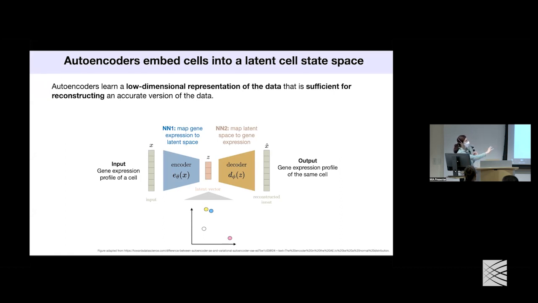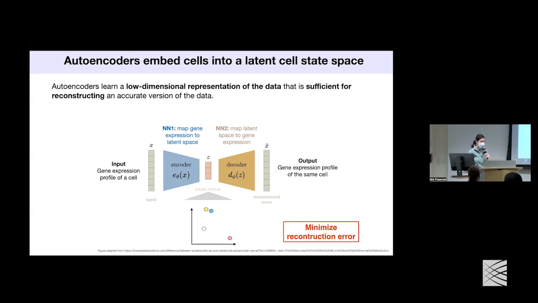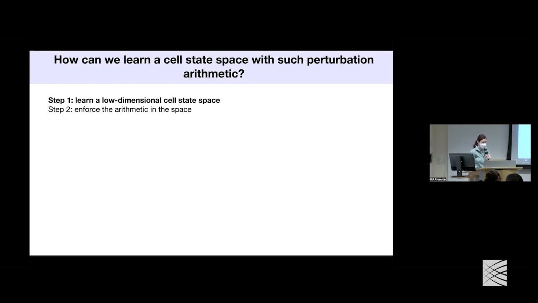Okay, so autoencoders, they give us this latent space. I think once I give you the second step, you will be more into the autoencoders. So the way we do this is that we try to minimize this reconstruction error of predicting the original input from this latent space. So now, how can we have this nice sort of arithmetic ability in the latent space? The way we'll do this is that we'll decompose our expression profiles of a cell into an unperturbed state and then a change induced by each perturbation.